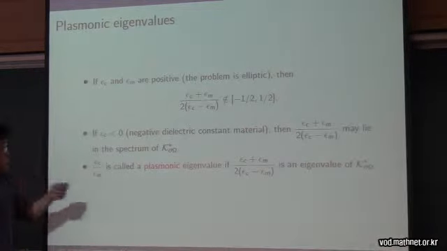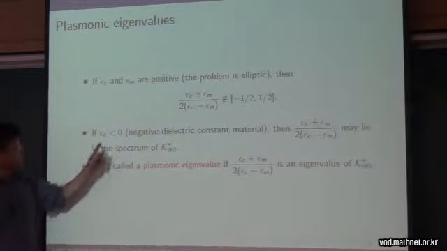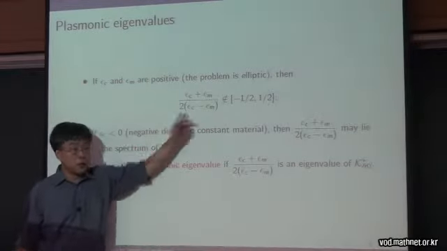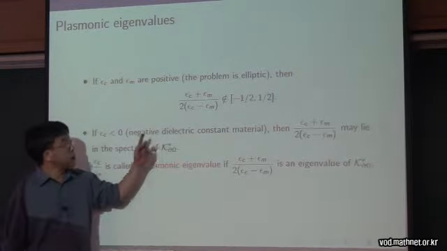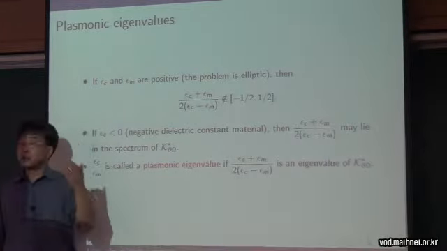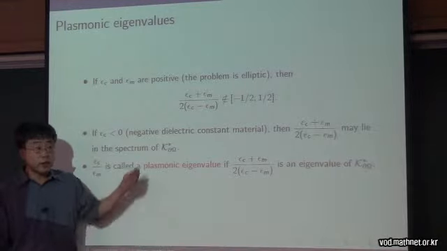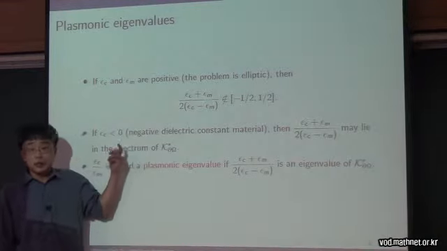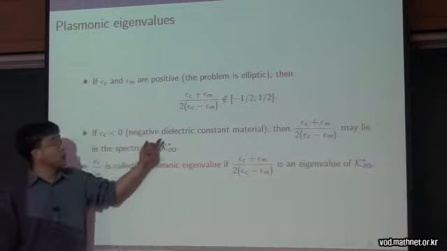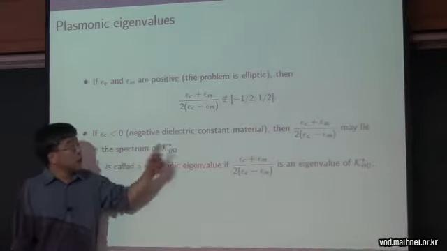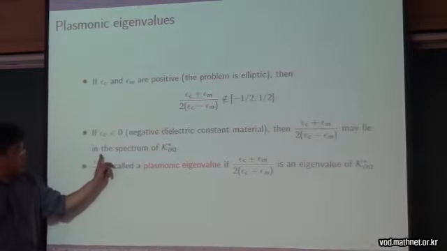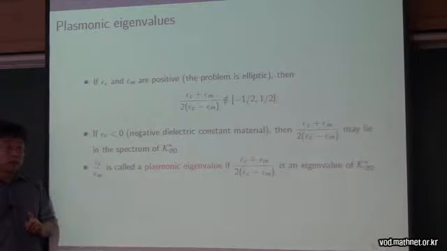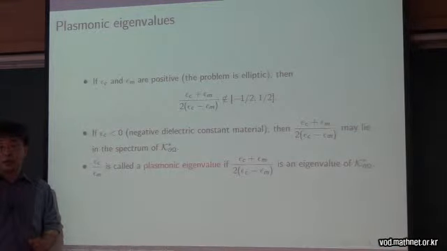Now, suppose epsilon c is negative. What happens? You may have heard of metamaterials or things like that. They are making this kind of material with negative dielectric constant. Then this number may lie in the spectrum of this operator, and it cannot be inverted. This is quite interesting now.